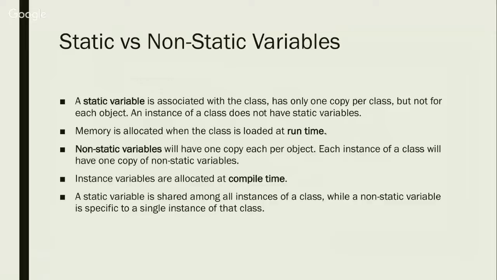Instance variables are allocated at compile time, and a static variable is shared among the instances of a class, while a non-static variable is specific to a single instance of that class. So basically, if a non-static variable is needed, you will need to have it per object, per function, not just per class. And the memory happens at compile time, so when the whole project is run rather than right when the file is run.